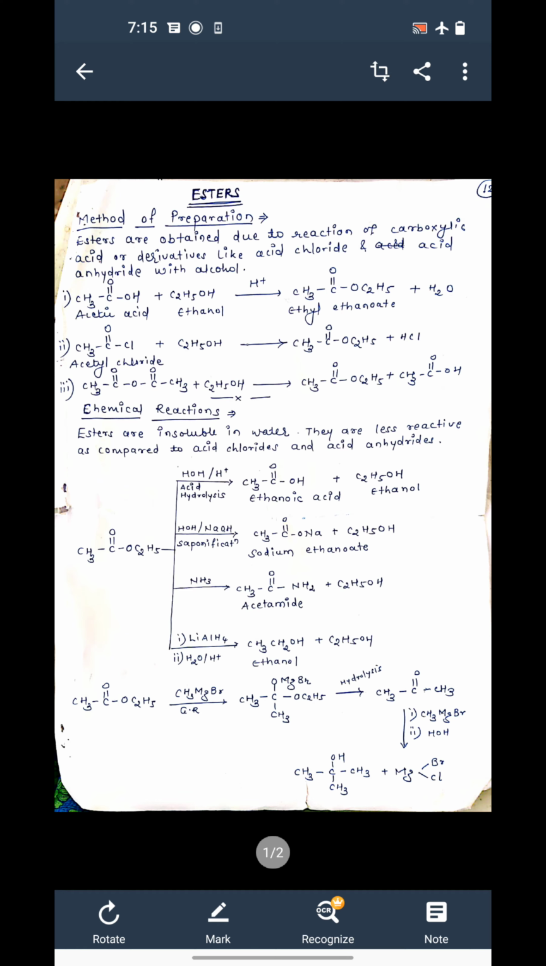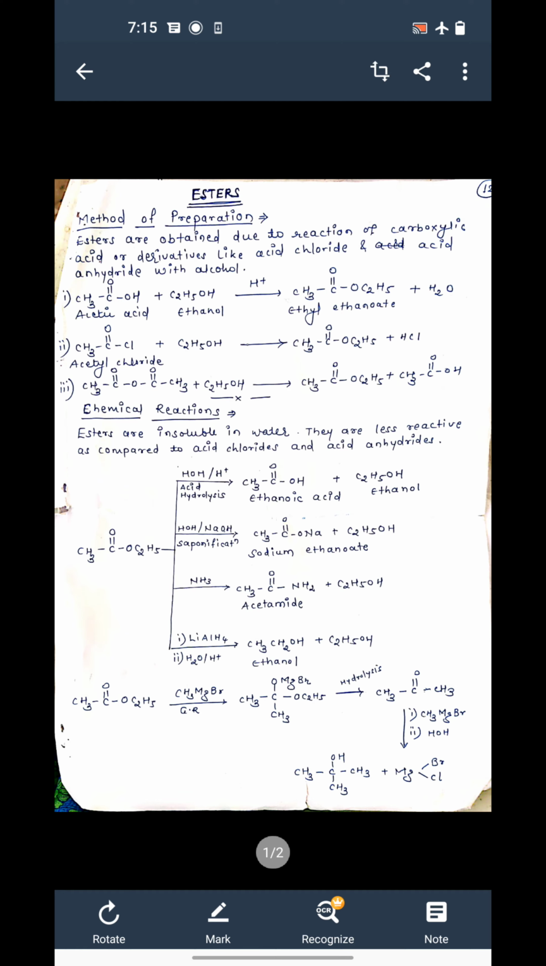Then the chemical reactions of esters. Esters are insoluble in water. They are less reactive as compared to acid chloride and acid anhydride. When an ester undergoes acid hydrolysis, as I said earlier, it generally gives you the parent carboxylic acid back, and that's why it is a derivative of carboxylic acid.